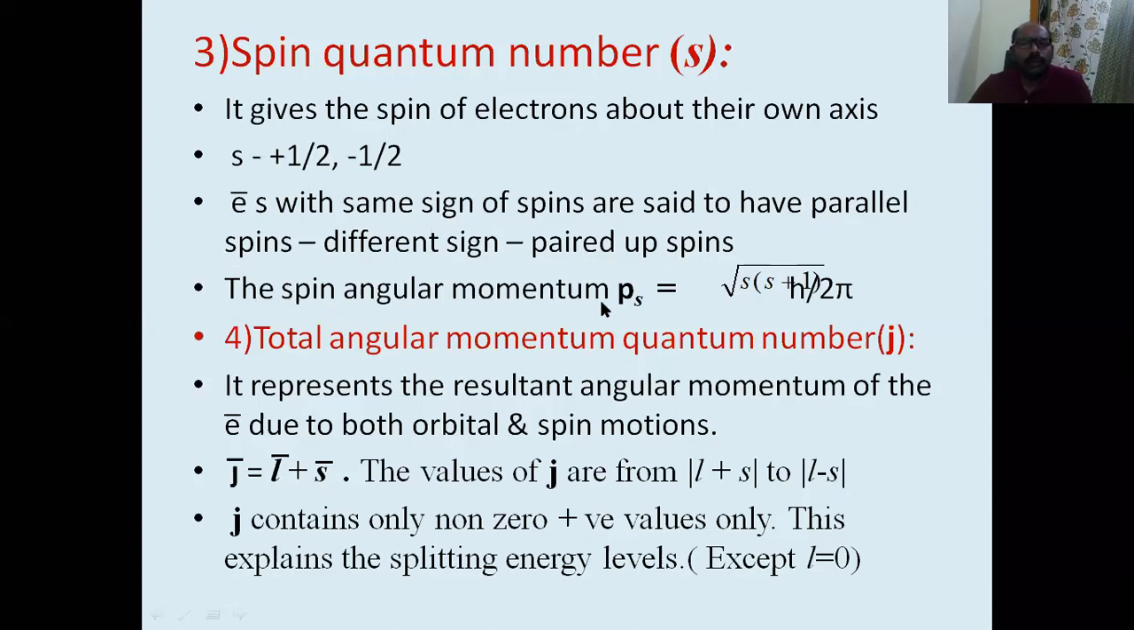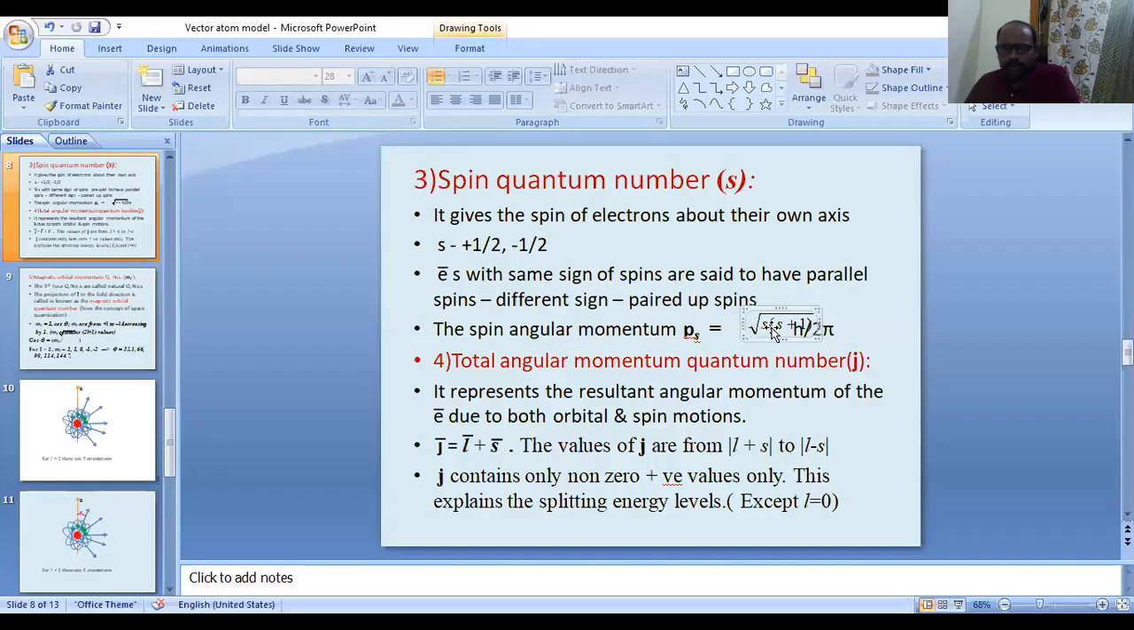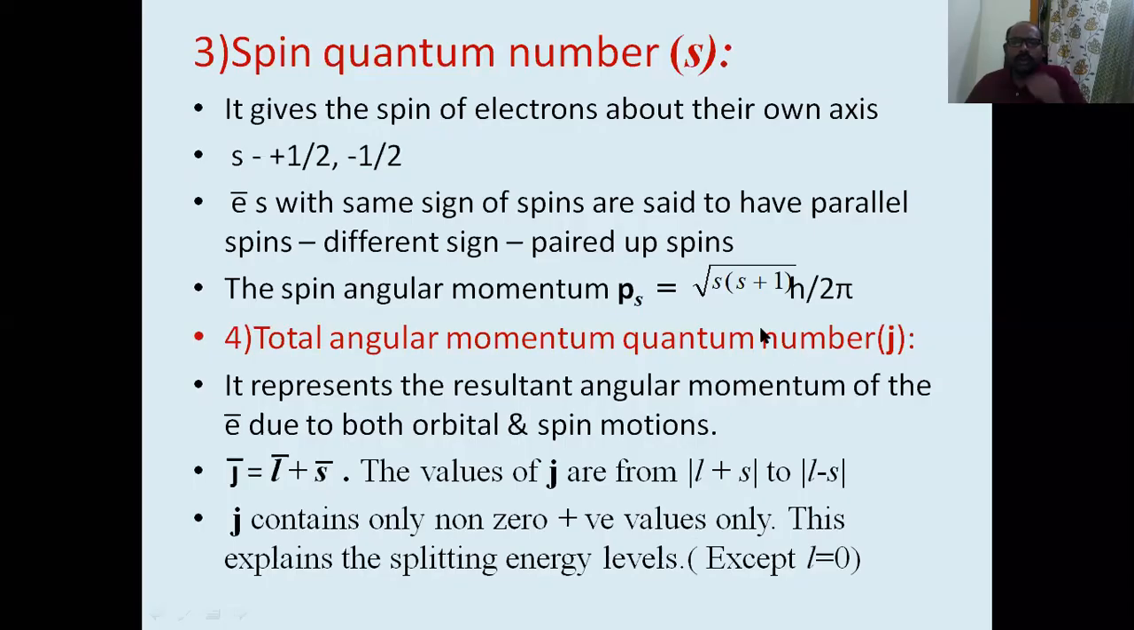The spin angular momentum is also given by this quantity. P_s is equal to under root s into s plus 1 into h cross, or h by 2 pi. So the spin angular momentum is also calculated from the spin quantum number.